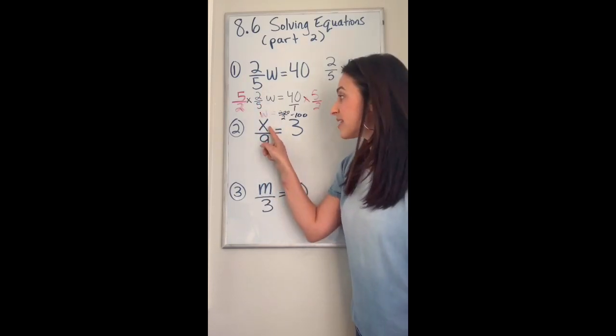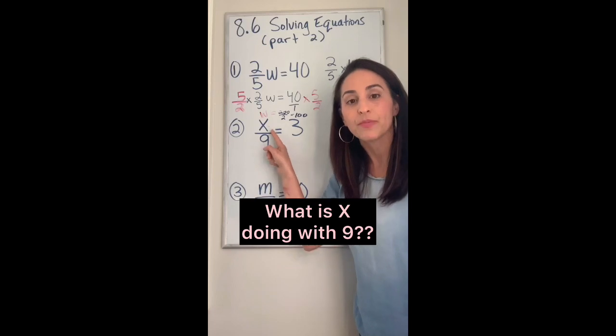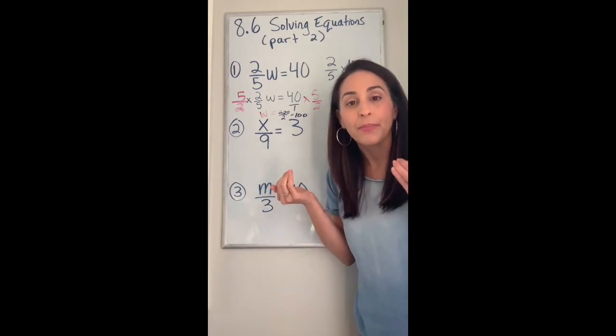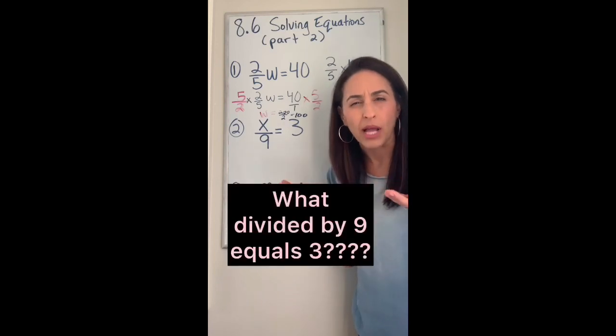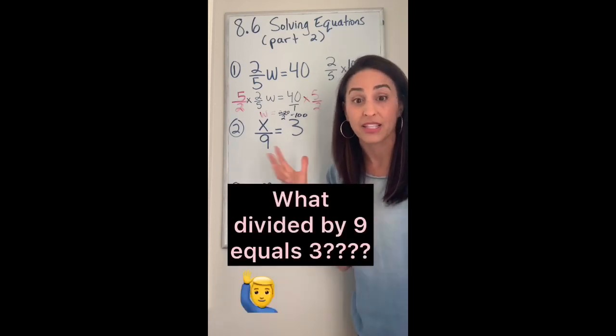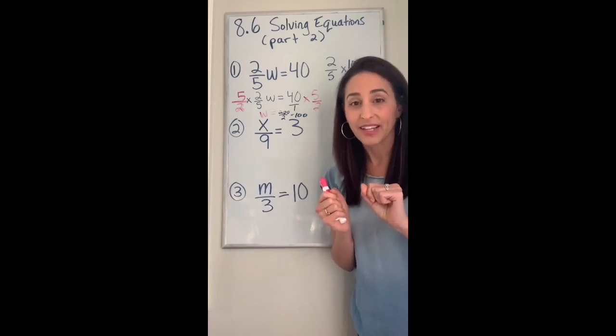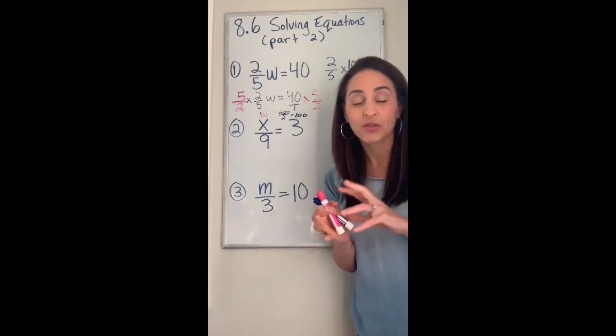But now what is this x doing with this 9? X is being divided by 9. So some mystery number divided by 9 is going to give me 3. So what divided by 9 gives me 3? It has to be a larger number, right? You should know the answer. Think about it. Okay, I'm going to teach you a different way to solve this.